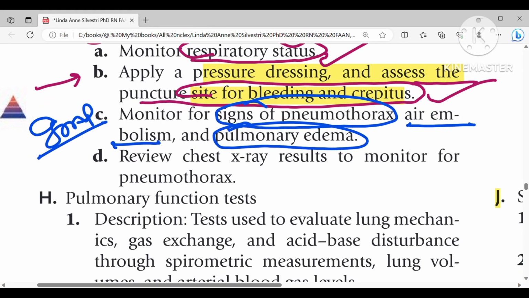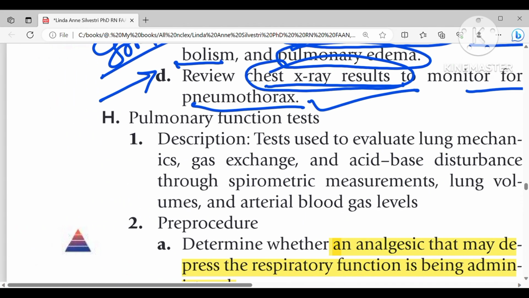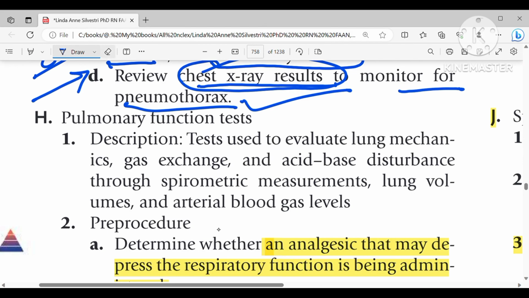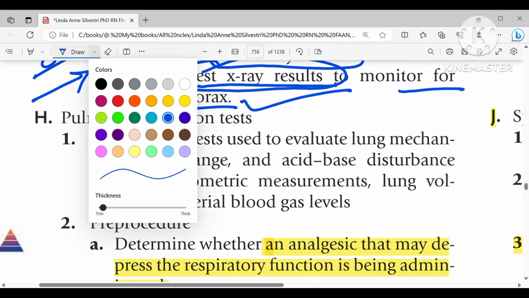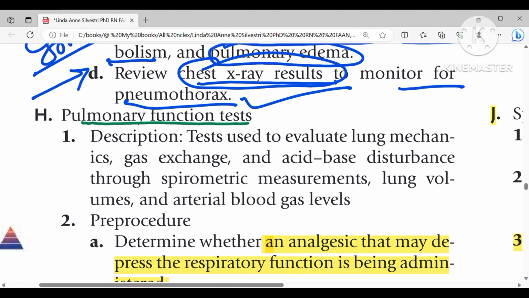Next one is review the chest x-ray result to monitor for pneumothorax. If we think pneumothorax may occur, then after the procedure we need to do a chest x-ray of the patient and look for the pneumothorax. Now the next diagnostic test is the pulmonary function test. So what is the pulmonary function test?